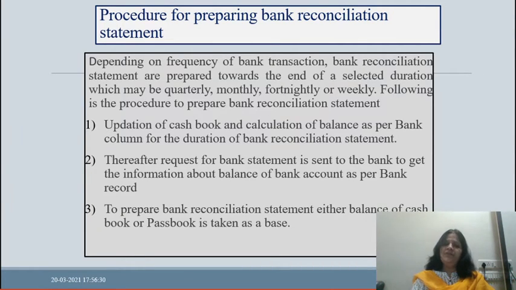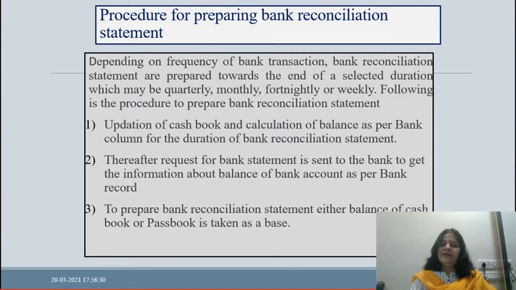Now we will see the procedure for preparing bank reconciliation statement. Depending on frequency of banking transactions, bank reconciliation statements are prepared towards the end of a selected duration, which may be month, three months, quarterly, half yearly or yearly. It depends on the business unit. First of all, you have to update cash book and calculate balances as per bank column for the duration of bank reconciliation statement. Thereafter, a request for bank statement is sent to the bank to get the information about balance of bank account as per bank record.